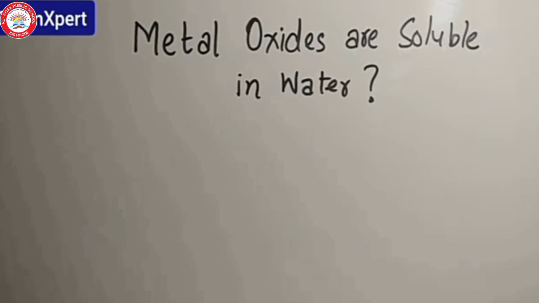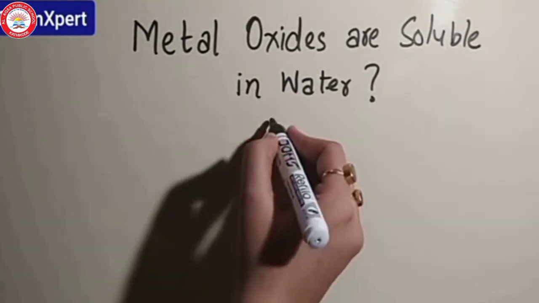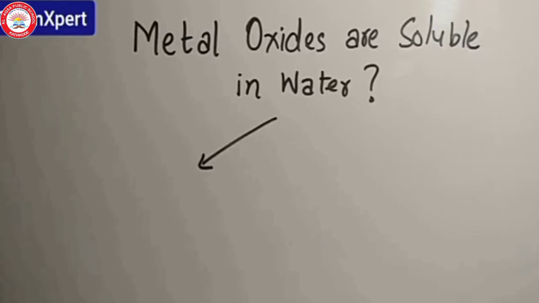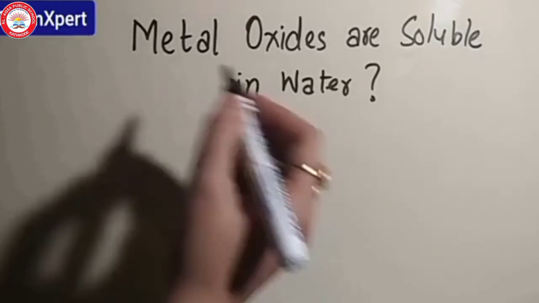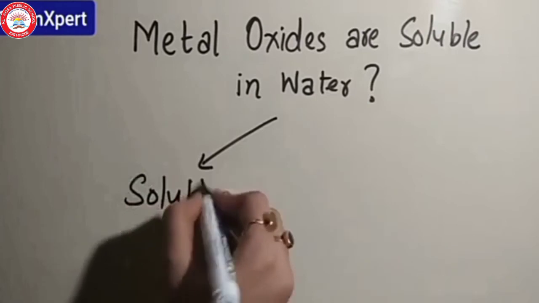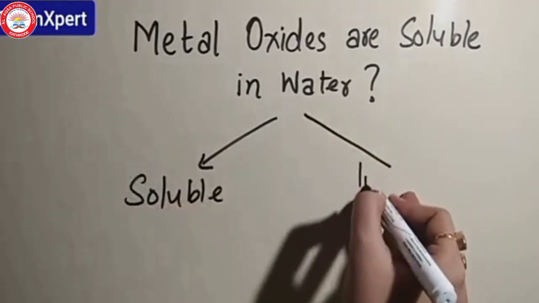Then the next question is, are metal oxides soluble in water? We have already done this experiment. Magnesium oxide, to the magnesium oxide we have to add water, and it turns red litmus blue.